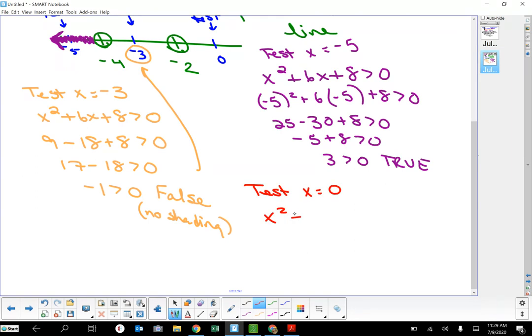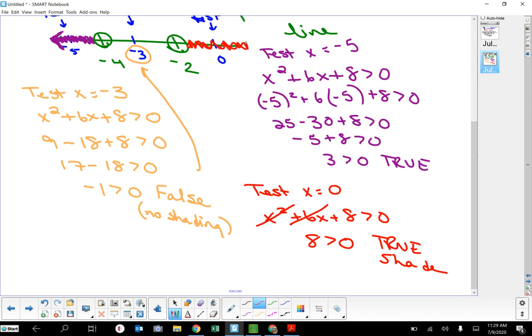Again, we have x squared plus 6x plus 8 is greater than 0. Well, if x is 0, these go away. So I have 8 is greater than 0, and that's true. So we shade. Everything bigger than -2 is going to get shaded. Okay, so I want to see all that on your paper, these tests, everything else. I'll just make a note here that you're going to shade.